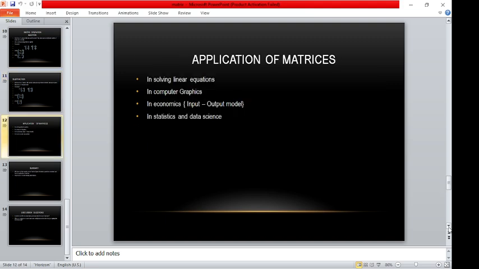Let us discuss again applications of matrices. Matrices are applied in real life in solving linear equations by mathematicians and engineers, in computer graphics, in economics, input and output models, in statistics and data science.